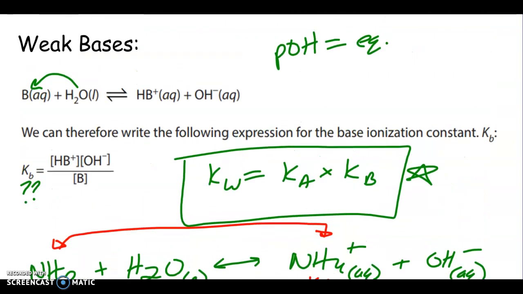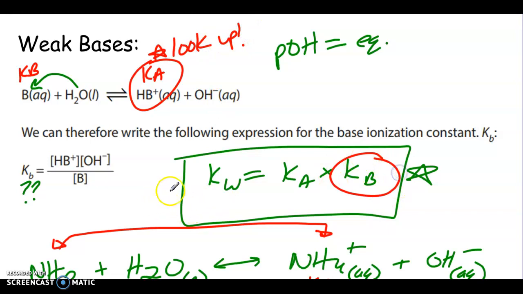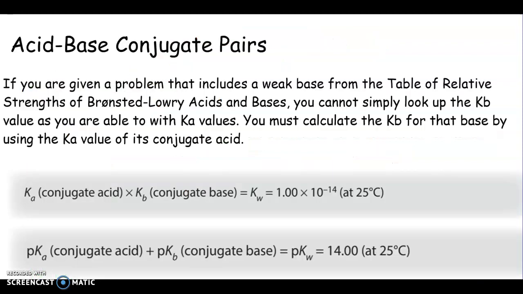If you want the Kb for a certain weak base, you need to use the Ka of its conjugate. This we can look up in our reference tables and determine your Kb using this relationship. I know it's kind of confusing, but honestly, it's very similar to what we just did before, except it's an additional step. Instead of being able to look it up right away, it's an additional calculation that has to get done first.